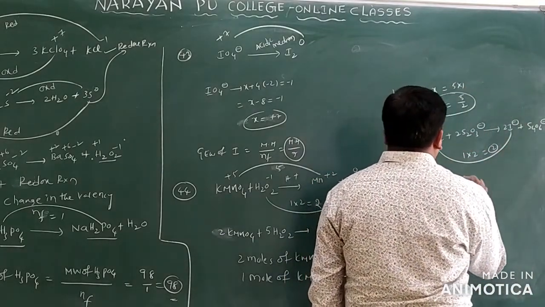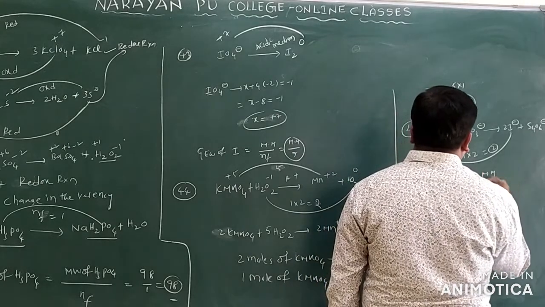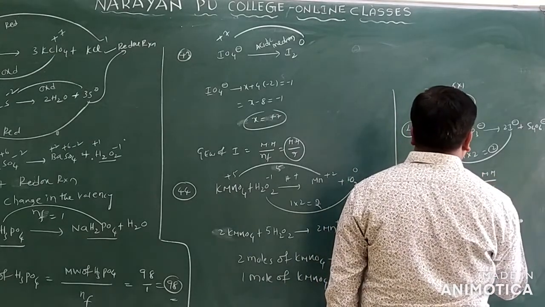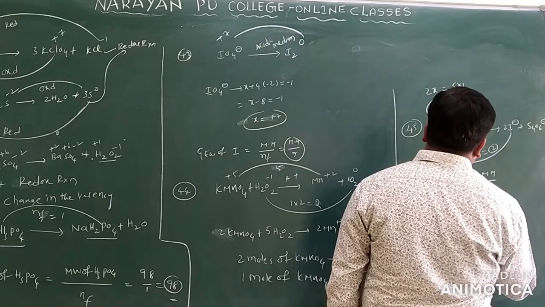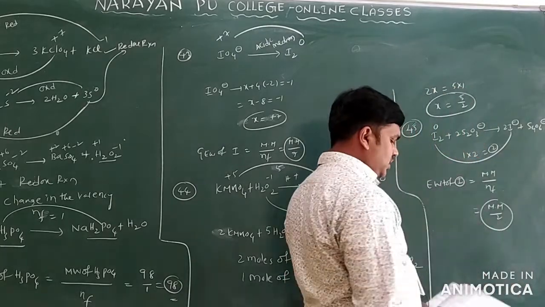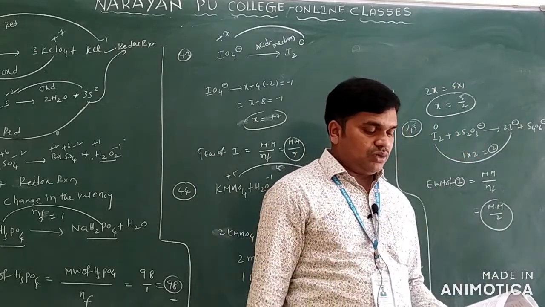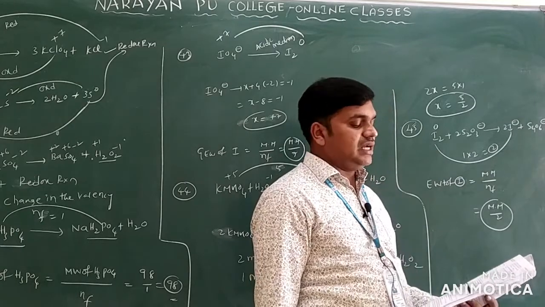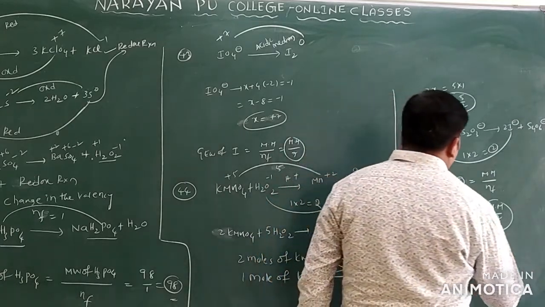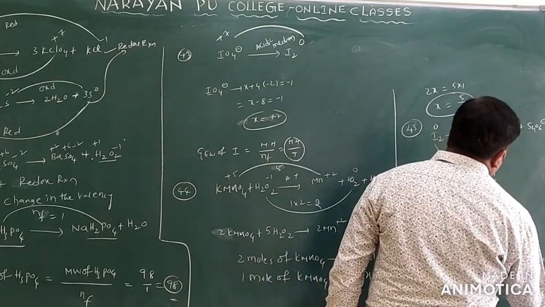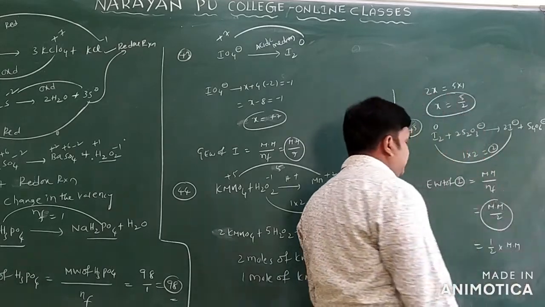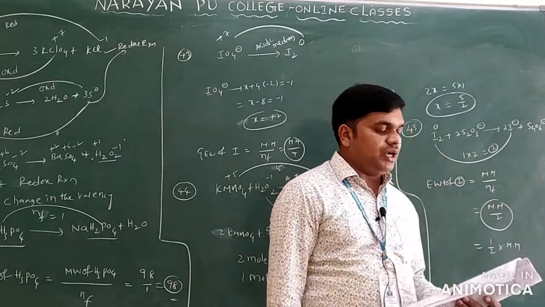Now we can say equivalent weight of iodine is equal to molecular weight of iodine by n factor, that you can write here: molecular mass by 2 only. So what is the answer here? 1 by 2 of molecular weight. You will write 1 by 2 into molecular mass or molecular weight only. So you will take option 1 for this question.